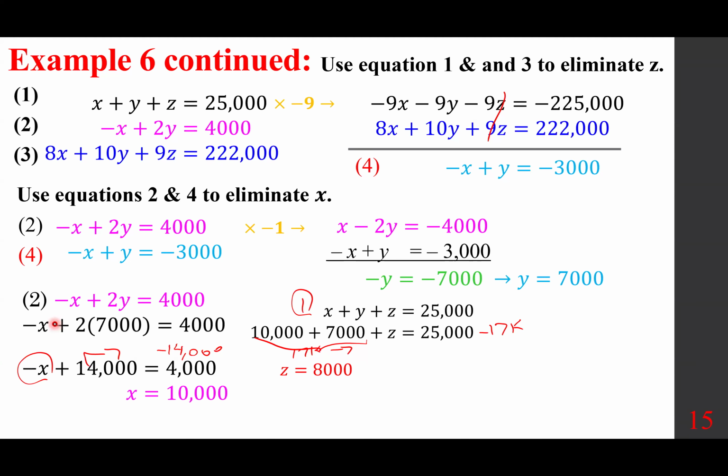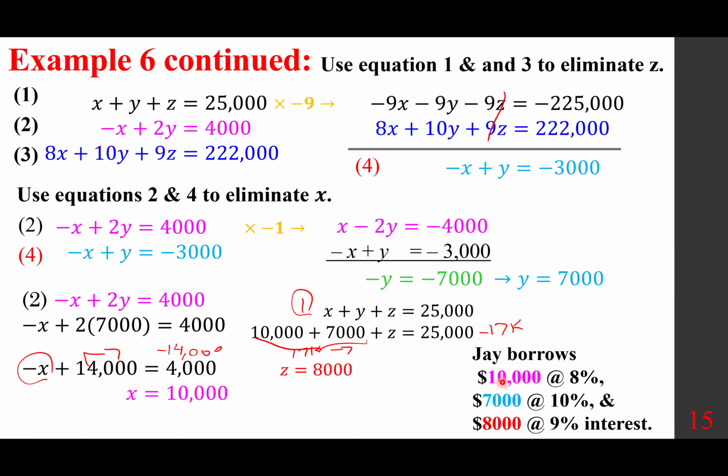Which means he borrows $10,000 at 8%, $7,000 at 10%, 8,000 at 9%. And you really have to go back to those original equations of the previous page and check them out to be on the safe side. First of all, the first and easy equation, they must add up to 25,000. The second equation again is easy. Half of x is 5,000 plus 2,000 is 7,000.